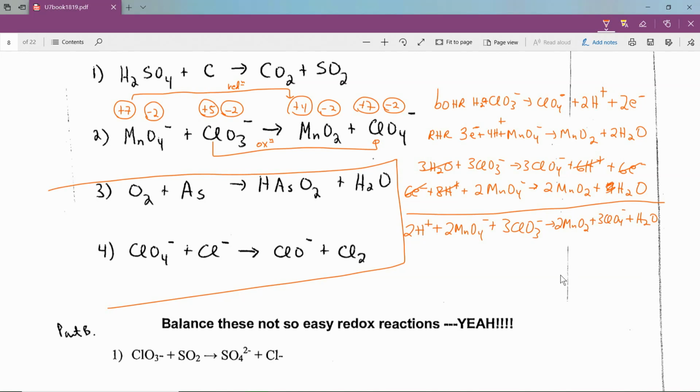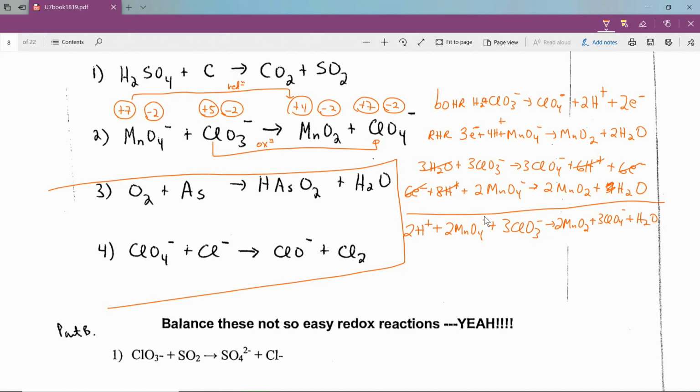Now we hope that this is balanced, and we want to check. So I got 2 manganese, that's good. 3 chlorine, that's good. 2 hydrogen, that's good. 2 times 4, 8, and 9, 17 oxygen. 4 and 12 is 16, 1 is 17 oxygen. So everything looks good, but now we got to look at the charge.